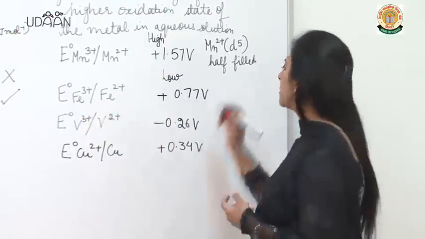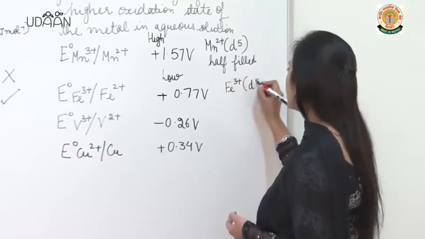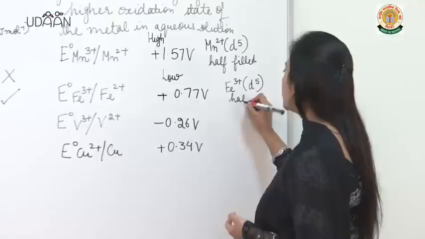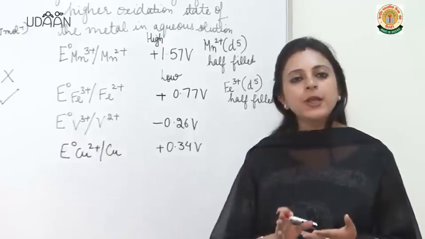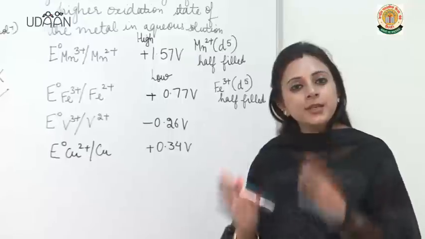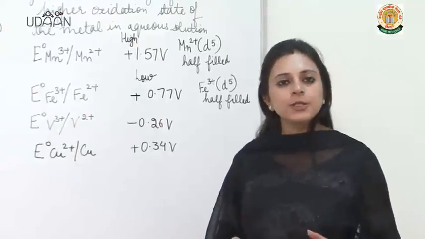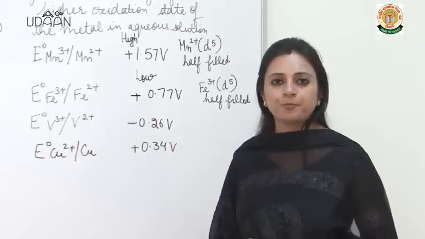Now what is the reason? Because Fe3+ is already stable, it has a d5 configuration which is already stable, so it would not like to lose that electron. वो already stable है, तो वो रिडक्शन नहीं करना चाहता, वो रिड्यूस नहीं होना चाहता, इसीलिए the E naught value is low.